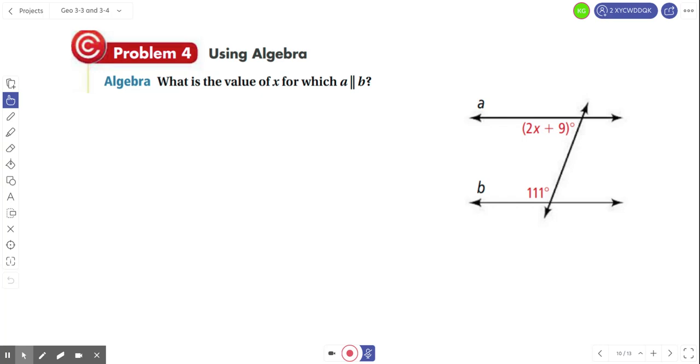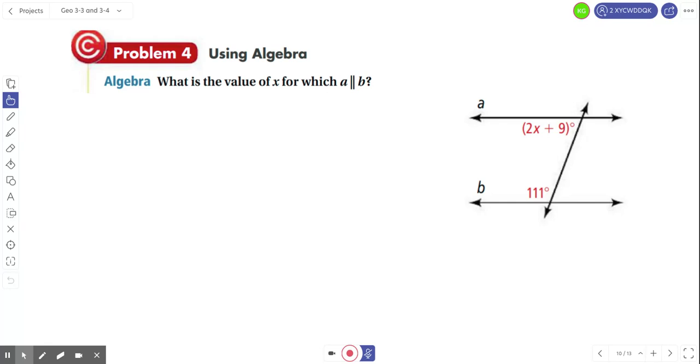All right. Here's the next kind of thing that can happen. So we've got, what is the value of x for which a is parallel to b? So now we have to use what we know to figure out how these lines could be parallel. So we have to do some algebra.